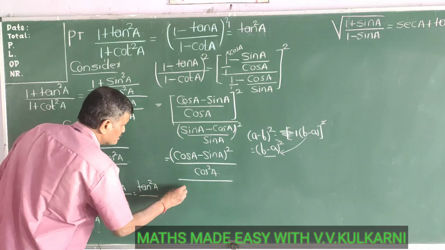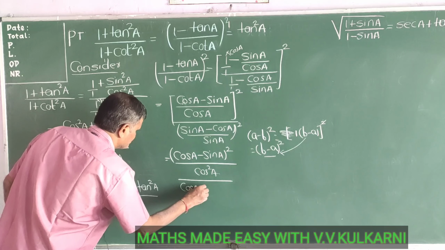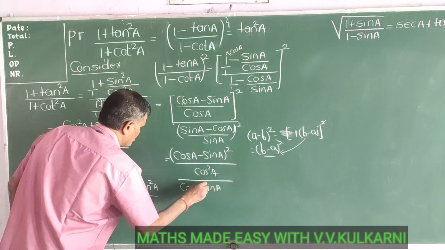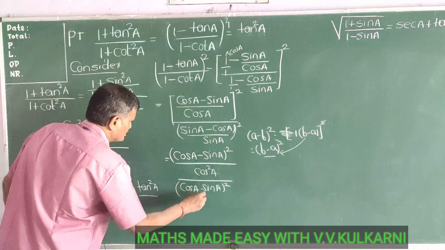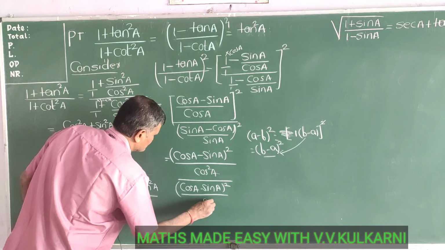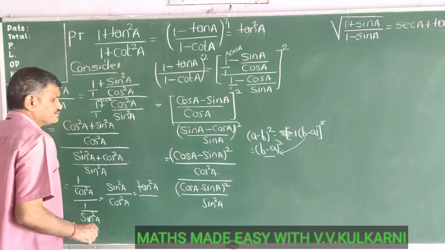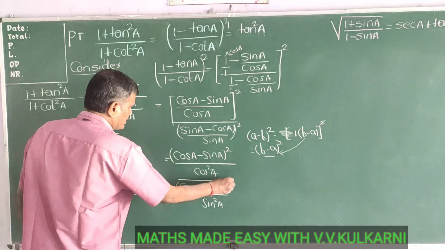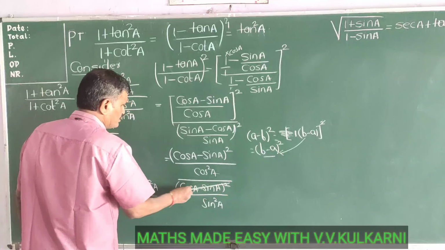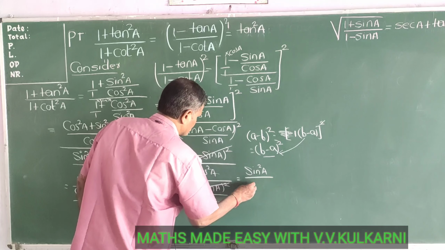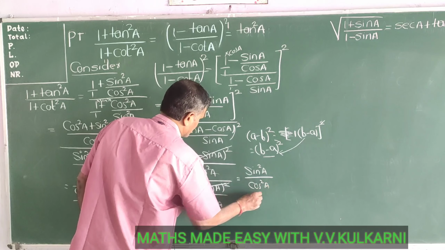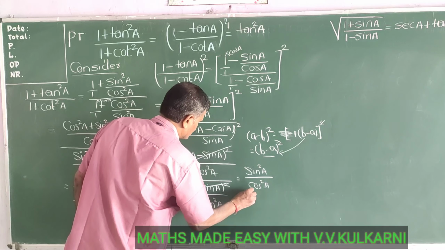So here I can write it as cos a minus sin a whole square, and this I will write as divided by sin square a. Now if I take the reciprocal, again this and this will cancel. So what I get is sin squared a by cos squared a, and that is equal to tan squared a, and that is what I am supposed to prove.